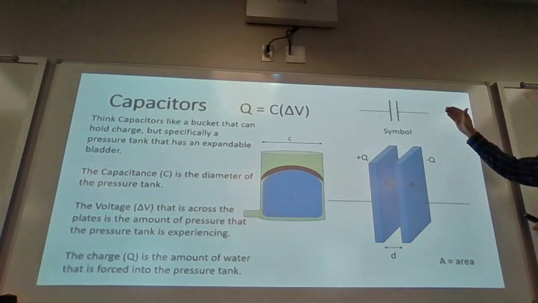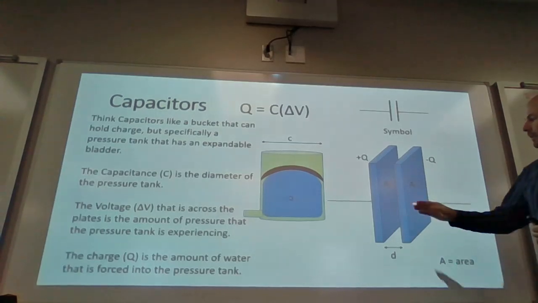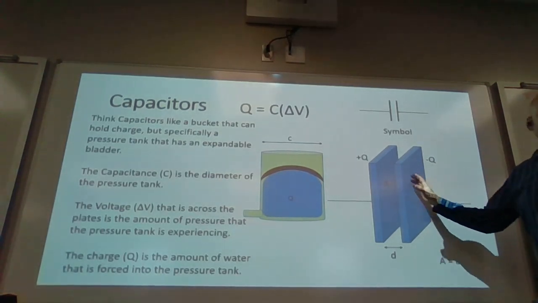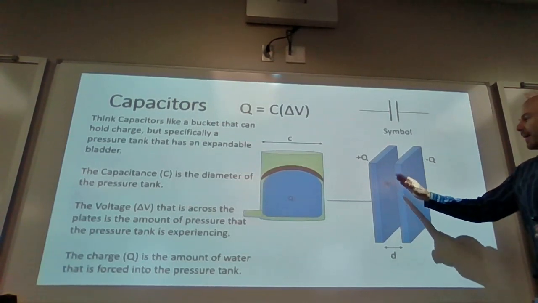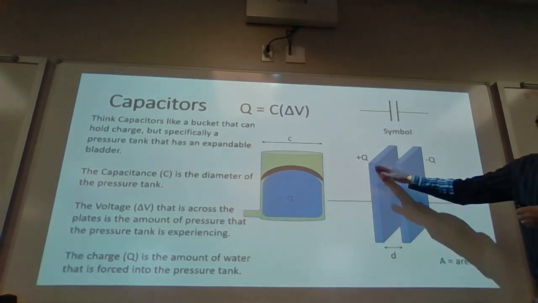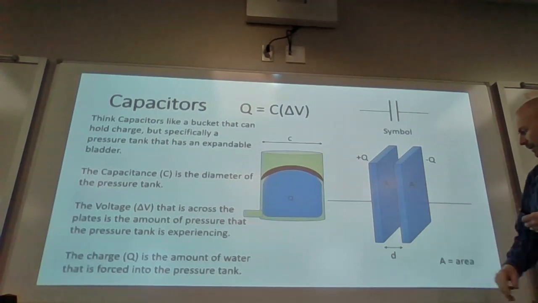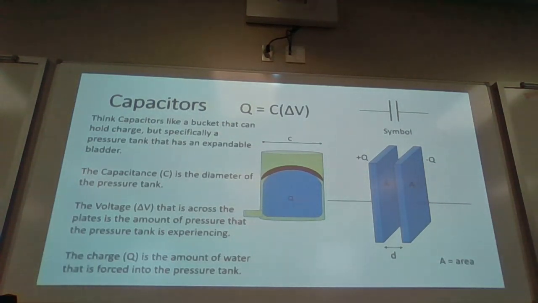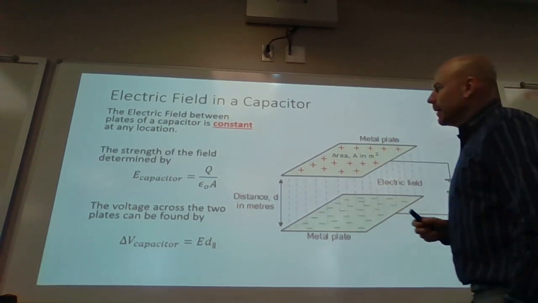Okay, so this is the schematic diagram symbol. You've got two parallel plates, which is the simplest arrangement for capacitors. They always have equal charge, the area and the gap distance between the two. Okay. So the nice thing with a capacitor is the electric field is constant.